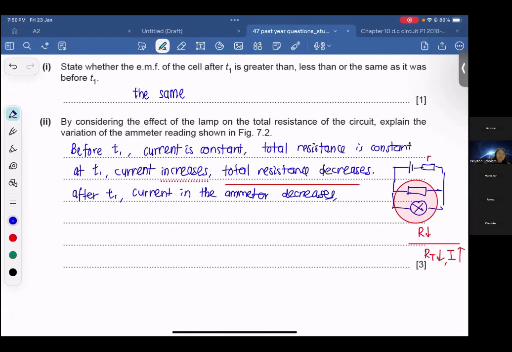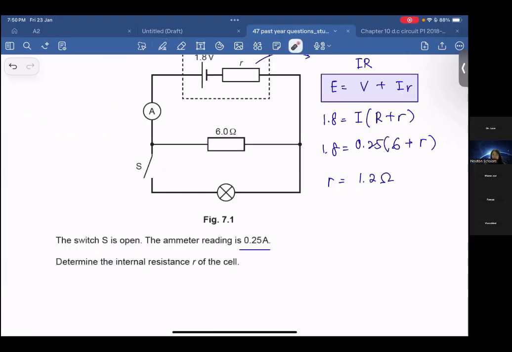Wesley, very good, you know the idea. The current decreases, so the resistance must have increased. But why does it increase? When I close the switch, the current keeps on flowing, then after that the current decreases. So you think about resistance. The current decreases, of course the resistance must have increased already. But why does the resistance increase?